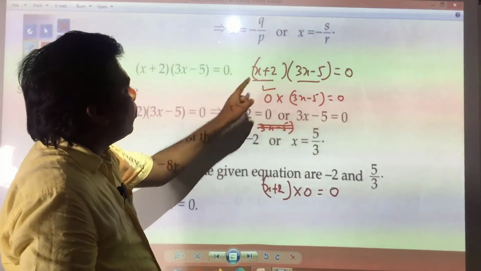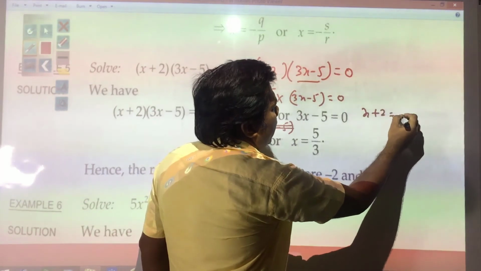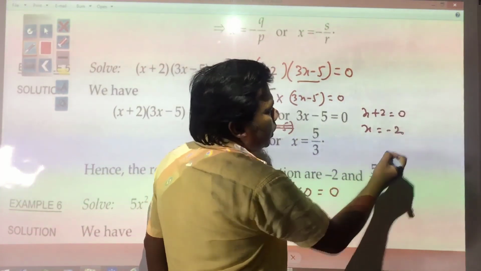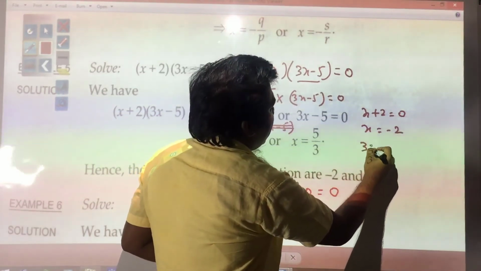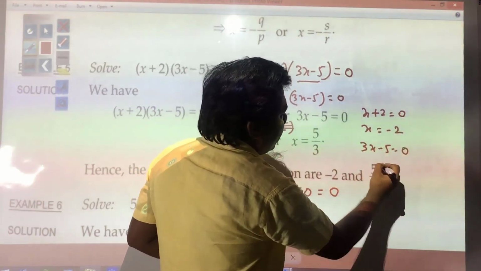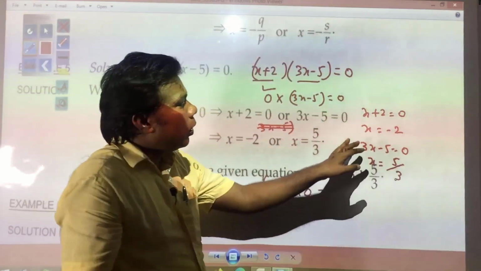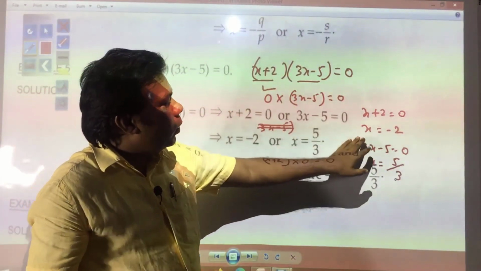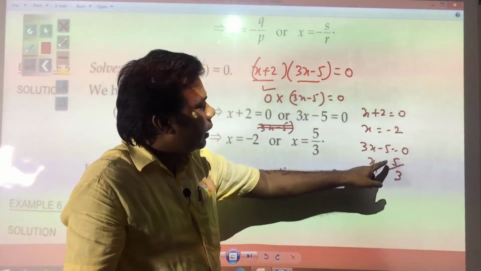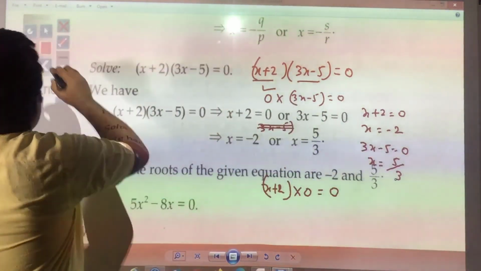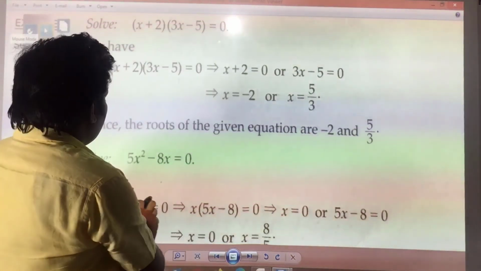So, if the first term is 0, x plus 2 is 0, then x will be minus 2, and if the second term is 0, then 3x minus 5 is 0, it means x will be 5 by 3. So, if the first term is 0, you get x as minus 2, if the second term is 0, you get x as 5 by 3. In this way we can find the roots of the given expression.